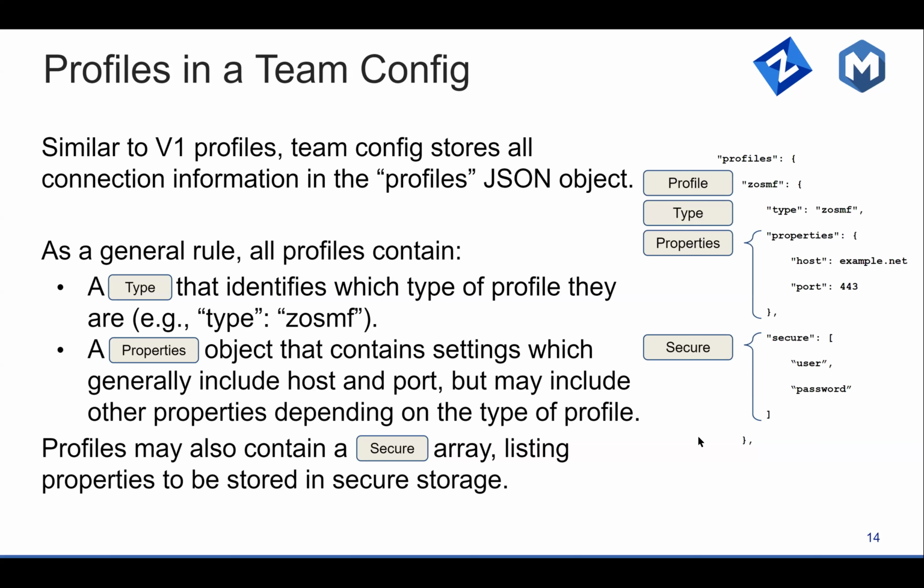And I think that about covers the basics of how the profile is structured. One thing also to note is that the order of these items does not matter. You could have the secure array as the first thing here, and then type, and then properties. You could rearrange this completely. This is the way I think it is created by default by the Zowe config init command.